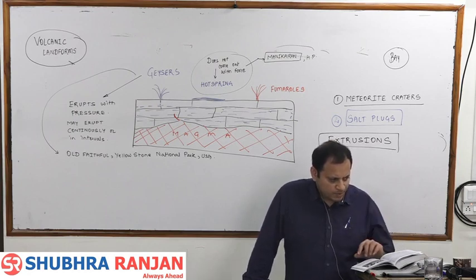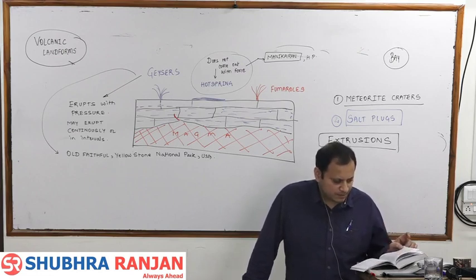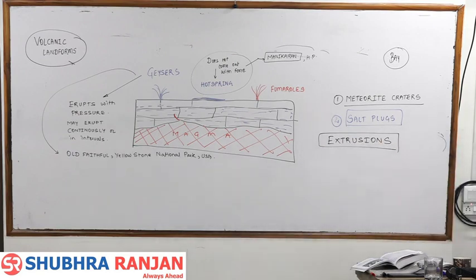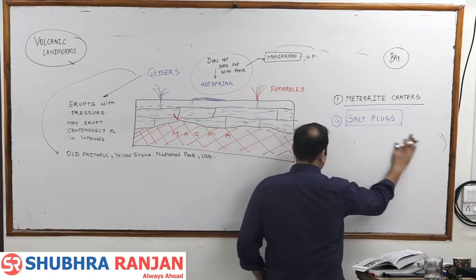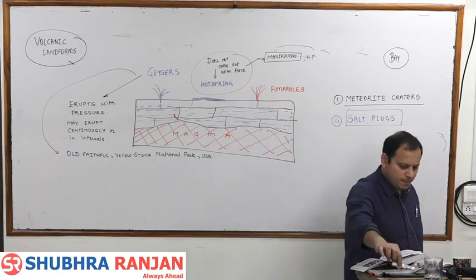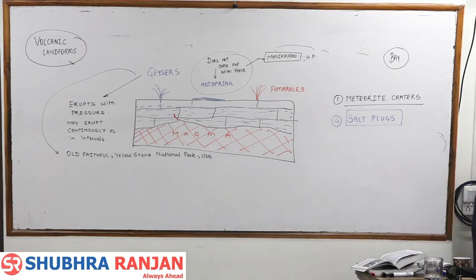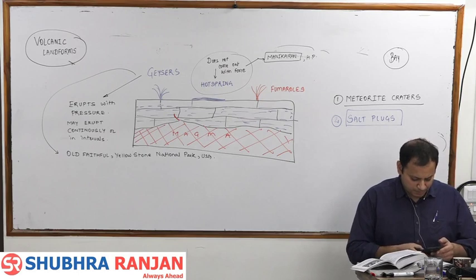This salt, after the drying, after the evaporation of water, gets solidified to form vertical objects known as salt plugs.